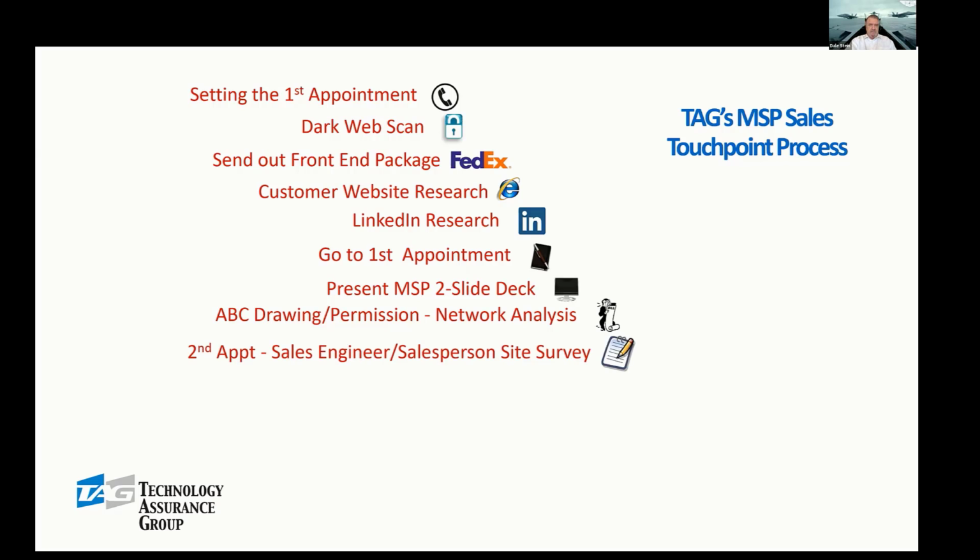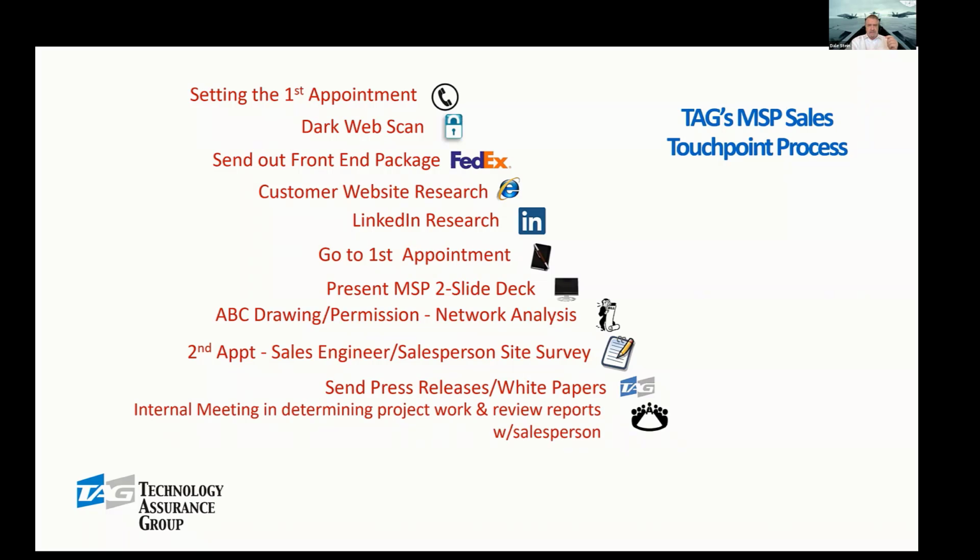Then we have that second appointment, sales engineer and salesperson site survey. And this is where the TAG organization says that the sales process is a collaboration between sales and the operations department. We work as a team and our team sales process is extremely effective. We send out press releases, white papers to develop the relationship. We have an internal meeting determining the project, works overview reports and so forth.